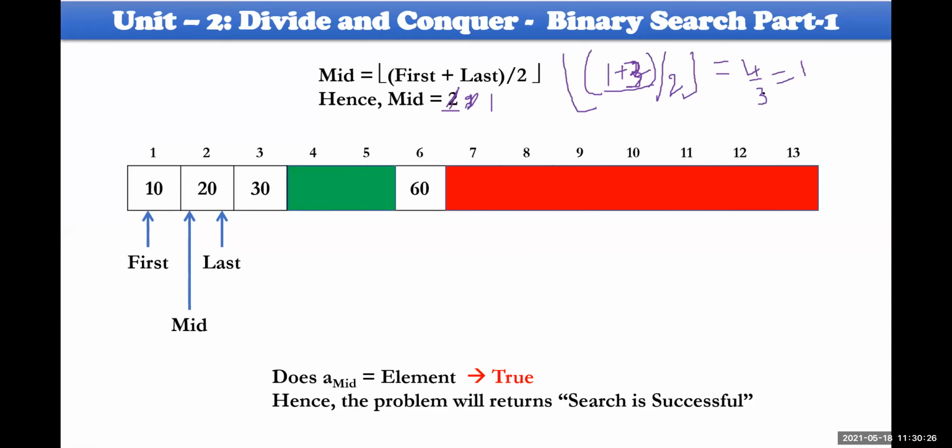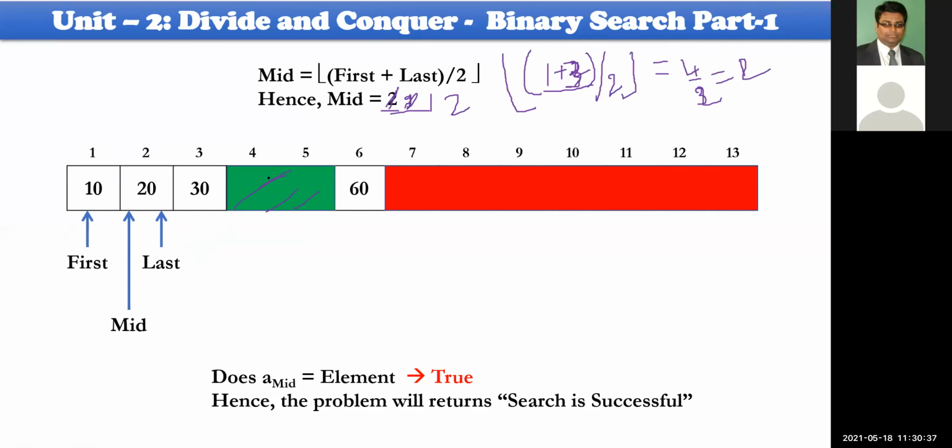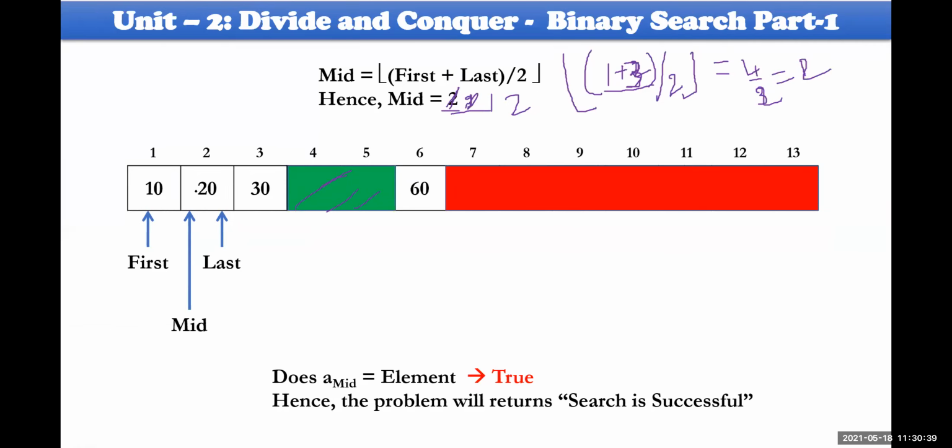So 4 by 2, that is actually equal to 2. So therefore it could be 2. I have taken this in such a way. The problem will be reduced by some more. The problem will be eliminated somewhere here. So therefore if mid is equal to the element as it is, then your problem will be solved.